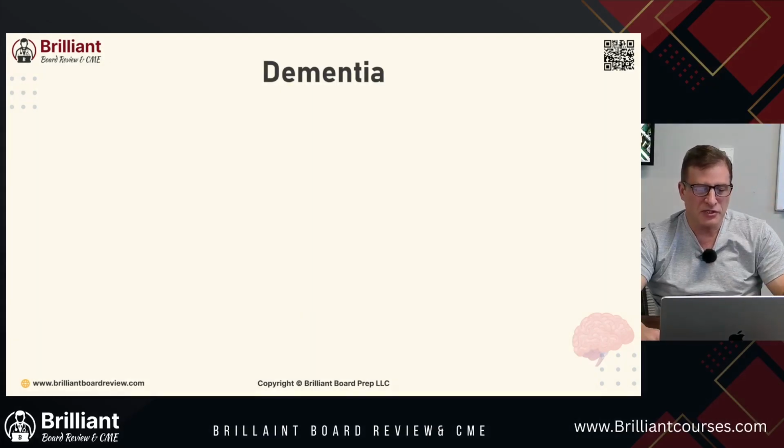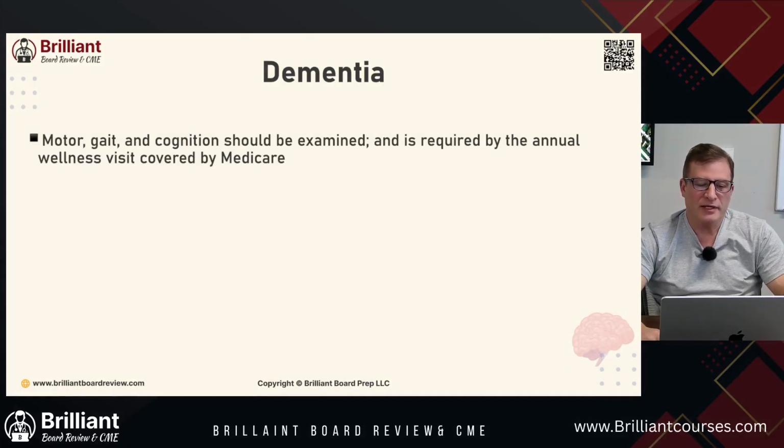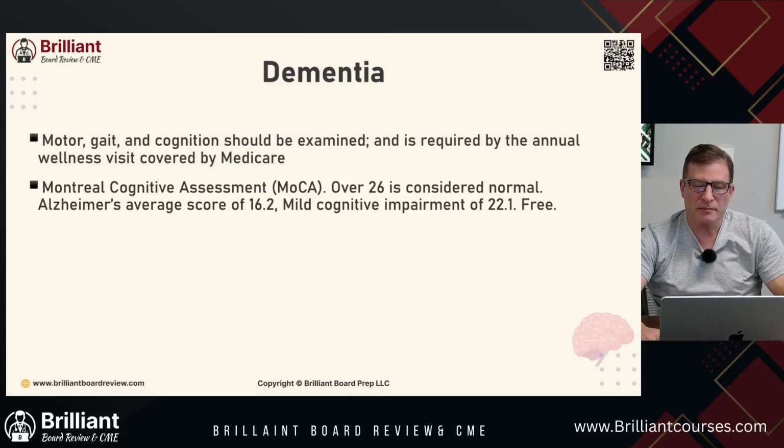Our continued discussion on dementia. Motor, gait, and cognition should be examined and is required by the annual wellness visit covered by Medicare. The MoCA, the Montreal Cognitive Assessment, over 26 is considered normal. Alzheimer's average score is 16.2. Mild cognitive impairment is at 22.1. Remember, this is free. The MMSE is copyrighted.